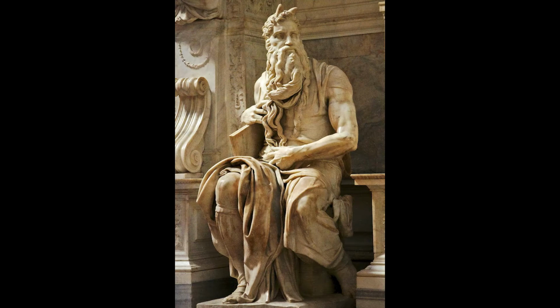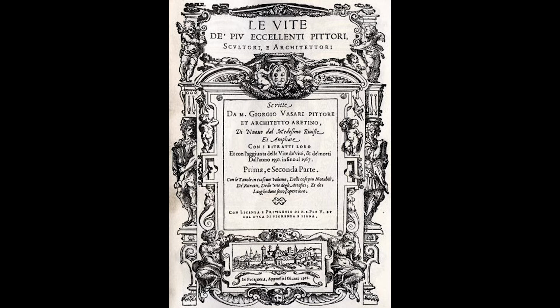Similar is Michelangelo's sculpture of Moses, mostly carved between 1513 and 1515, when he was in his late 30s, and commissioned for the tomb of Pope Julius II for the church of San Pietro in Vincoli. Giorgio Vasari wrote the following about the sculpture in his book, The Lives of the Most Excellent Painters, Sculptors, and Architects of 1568.